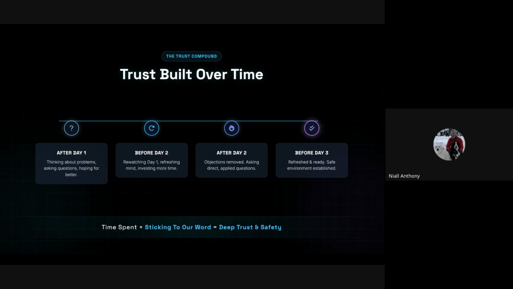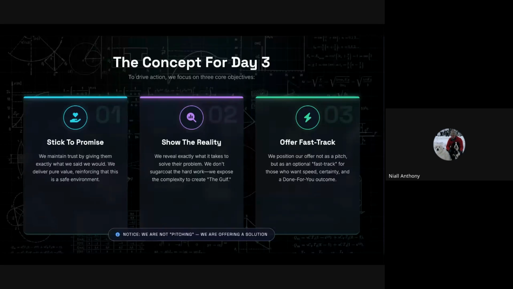It's a perspective shift. So, as we progress, the concept for day 3 is to, number 1, further stick to our promise and give them exactly what we said we would. Now, we said in day 2 that in day 3, we would show them what it takes to build the system that solves their problems. So we're going to show them what it takes and the reality behind solving this problem. And then we're going to give them the ability to fast track this.